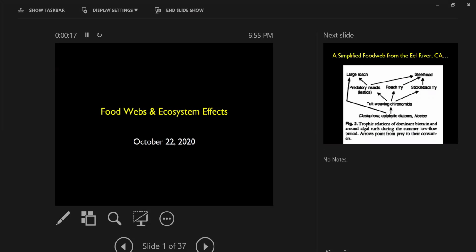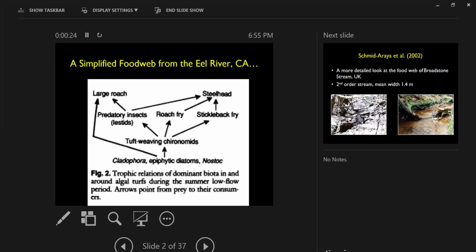So here we go. This is a lecture talking about food webs and the effects of biodiversity in the ecosystem as well. We talked a little bit about trophic cascades and HSS Fretwell trophic theory, and we looked at the paper by Mary Power on the Eel River, where she showed that removing the top trophic level from a food web caused the reaction that would be predicted by HSS Fretwell trophic theory. But it's certainly a simplified food web.